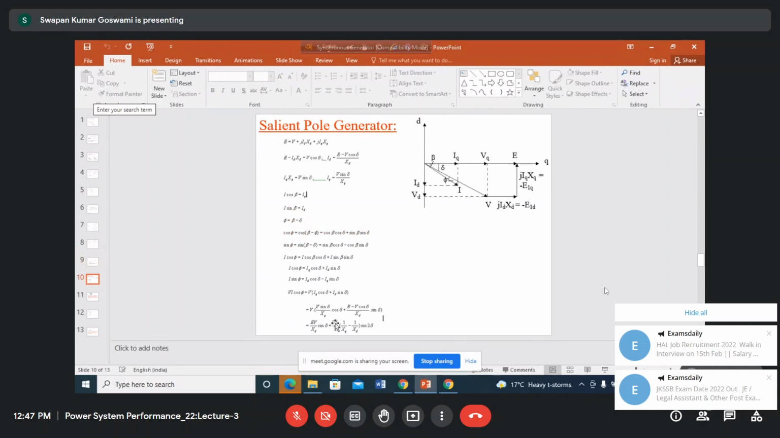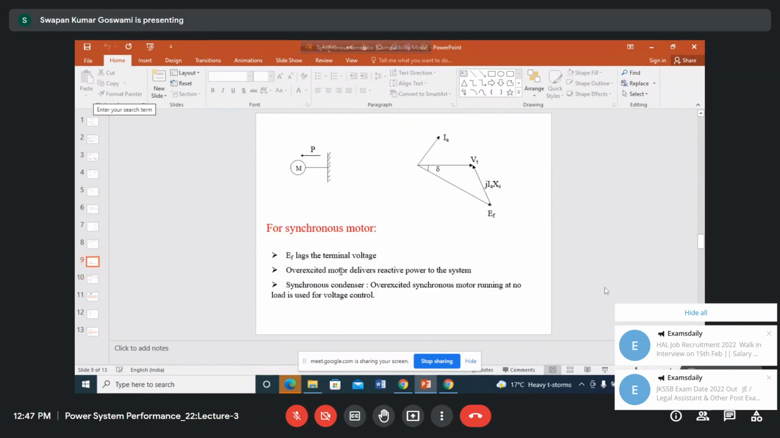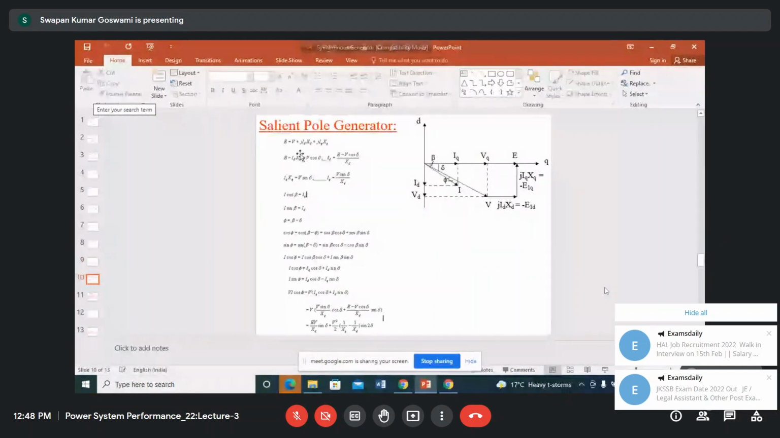Now this was regarding the cylindrical rotor synchronous generator. Already we have mentioned that initially we shall assume that our generator is a cylindrical rotor, but then we shall also discuss the salient pole generator. So let us now discuss the salient pole generator. What is a salient pole generator or salient pole machine?